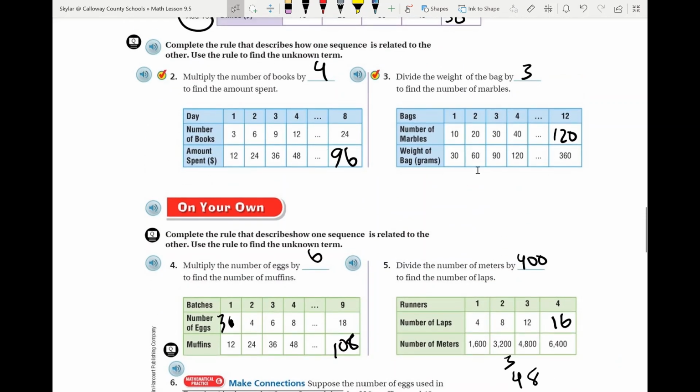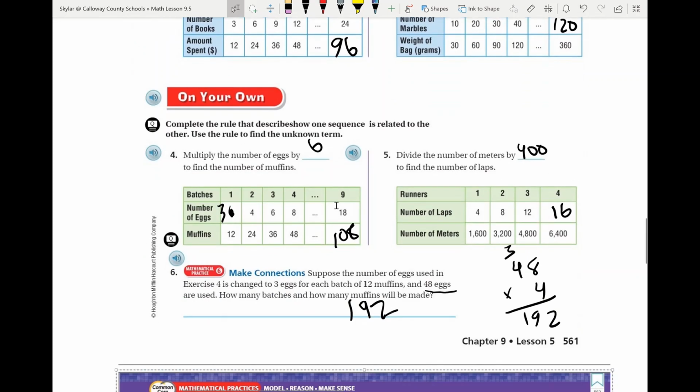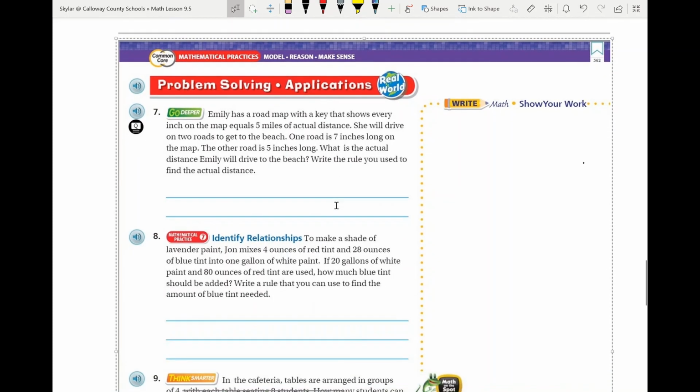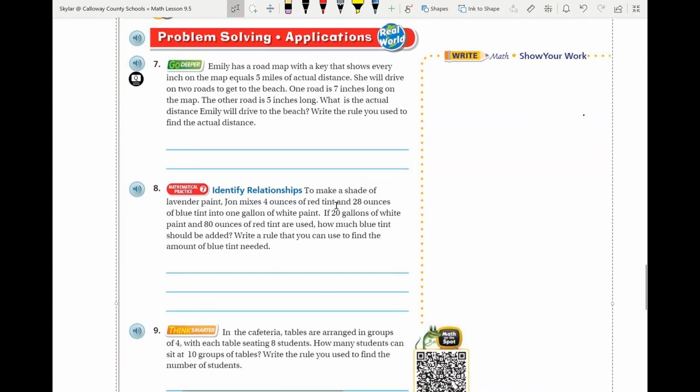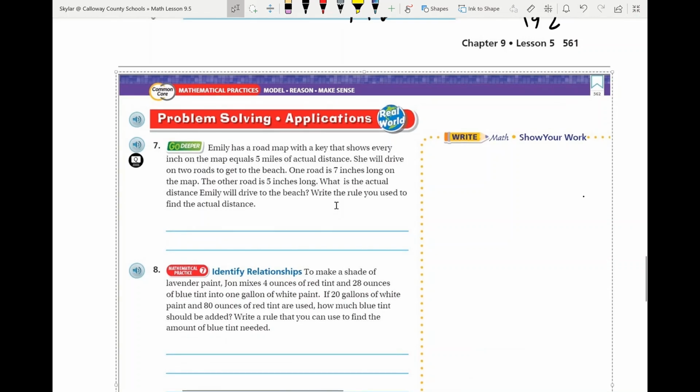And it's a lot easier whenever they already give you each of the sequences to find out what that is. But we're going to go on to this next page where we're going to have to figure that stuff out on our own. So numbers 7 through 10. Number 7 says Emily has a road map with a key that shows every inch on the map equals 5 miles of actual distance. So she will drive on 2 roads to get to the beach. One road is 7 inches long, the other road is 5 inches long. What is the actual distance she'll need to drive?